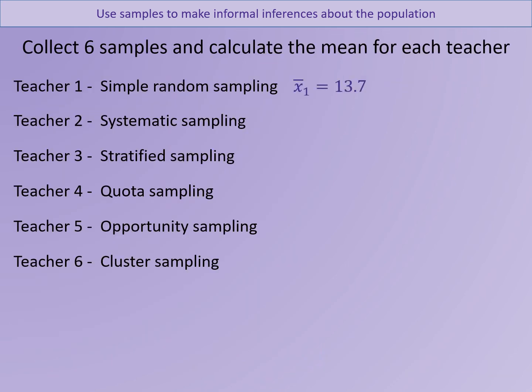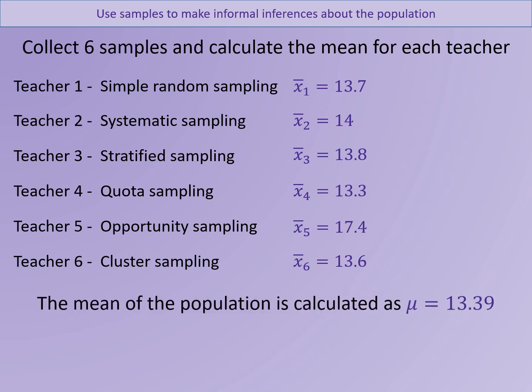So here are the results that we found. These are the average ages of each of the samples that we've taken. And then that would lead us to be able to estimate the average age of the population, the average age of the 100 students that are at the school. And so we would do that by working out the average of the 6 values that we found. And that works out at 13.39. So that's our inference, that's our estimated mean of the whole school based on the samples that we've taken.